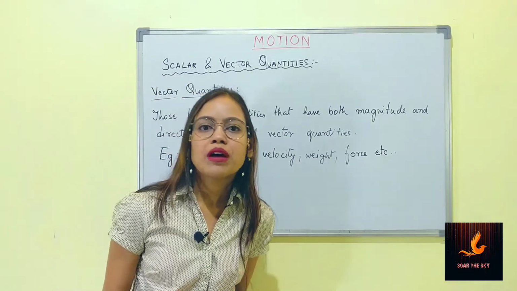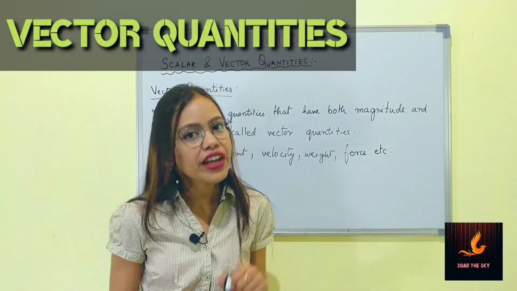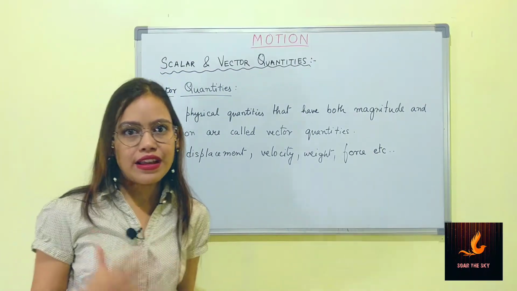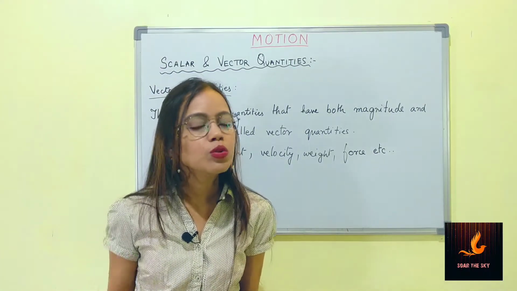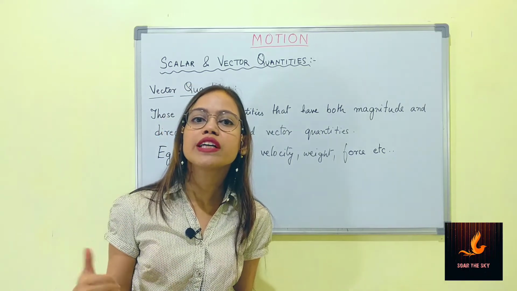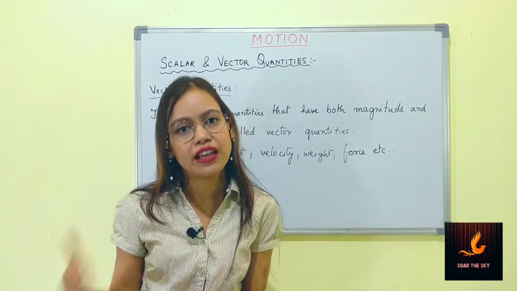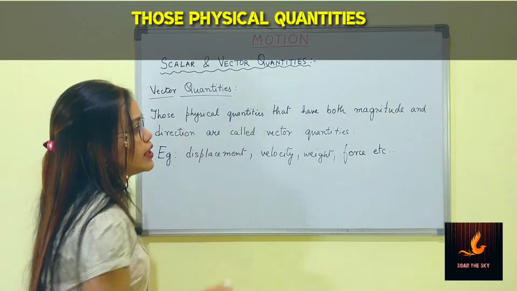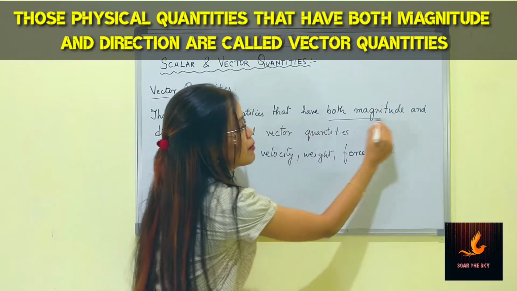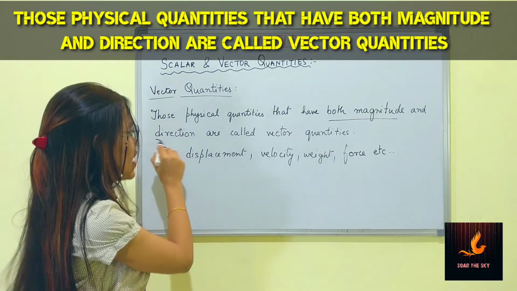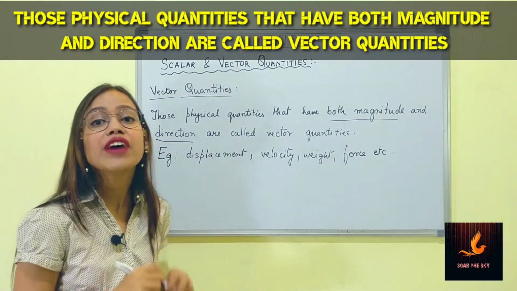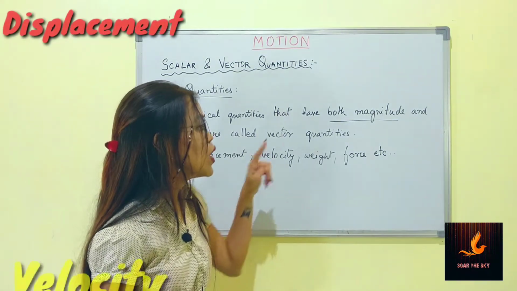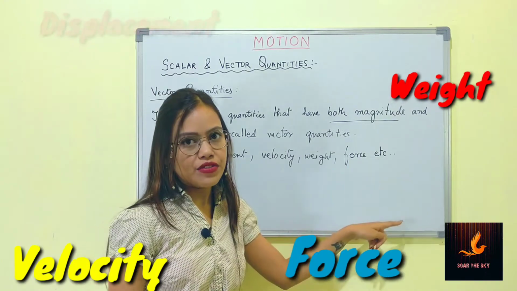Now let's talk about the vector quantities. What are vector quantities? Those quantities that not only possess any particular magnitude or numerical value, but from those quantities we will also get to know in which direction they are headed. So let's come to the definition. Those physical quantities that have both magnitude and direction are called vector quantities. Some very good examples would be displacement, velocity, weight, force, etc.